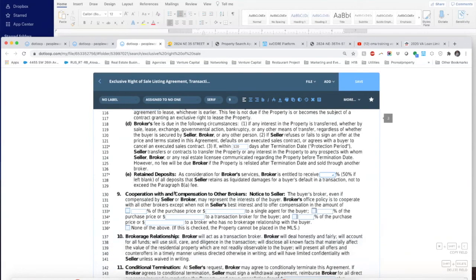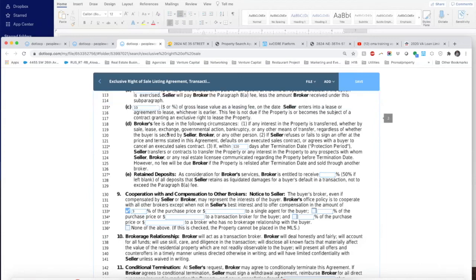Cooperation with and compensation to other brokers. Notice to seller: the buyer's broker, even if compensated by seller or broker, may represent the interest of the buyer. So meaning that we are a transaction brokerage, we can represent both buyer and seller. Broker's office policy is to cooperate with all other brokers except when not in seller's best interest, and to offer cooperation in the amount of, so over here we put 3%. So we're offering 3% to the other side.